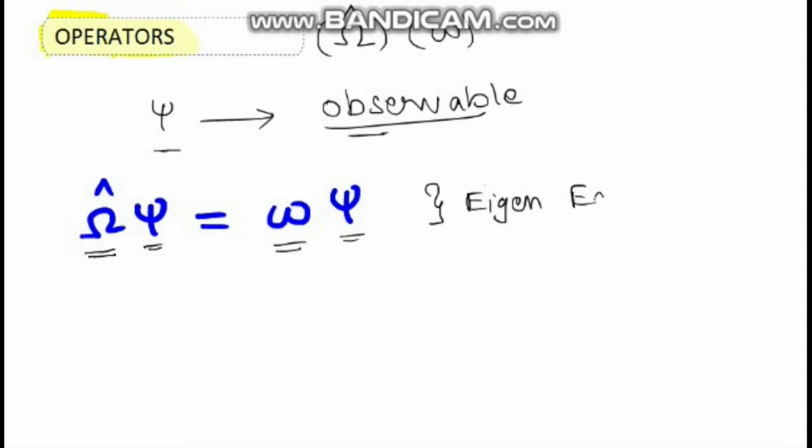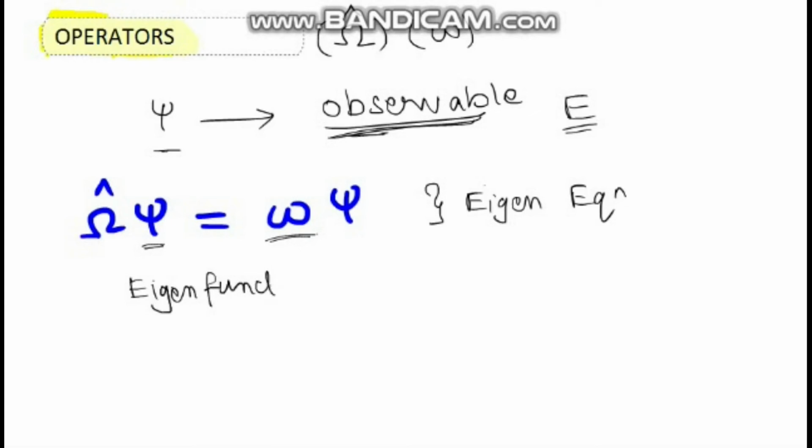An eigenequation means that omega has to be real. When you are finding an observable such as energy, the energy has to be real: 2 joule, 3 joule, 4 joule, whatever. You cannot have imaginary values for energy. So every operator has to be such that you get a real value. Such functions are called eigenfunctions, and such values that you get are called eigenvalues.